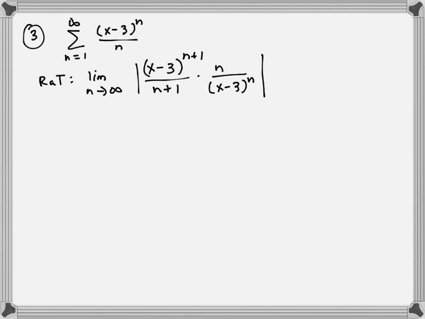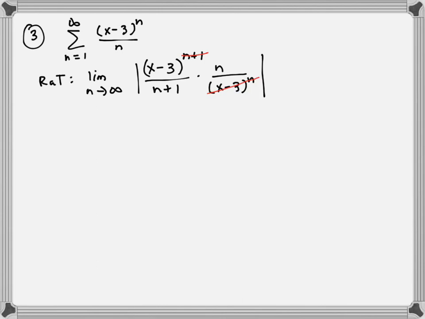So this is what we get, and we need to see how this thing simplifies, right? We need to take this limit. Let's be careful here. (x minus 3) to the n plus 1 over (x minus 3) to the n leaves us with an x minus 3. What about n over n plus 1? That part's going to stay in the limit.